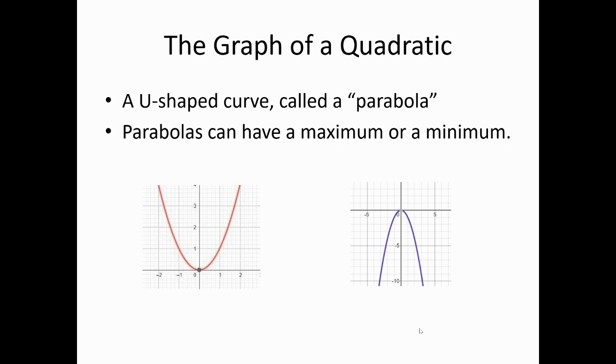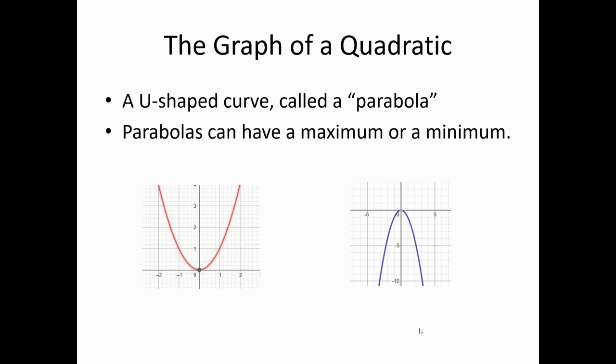We call that a U-shaped curve. You can see the U's in those curves, the red curve and the purple curve. Those are both U-shaped, and we call them a parabola. Then we have that parabolas can have a maximum or a minimum.